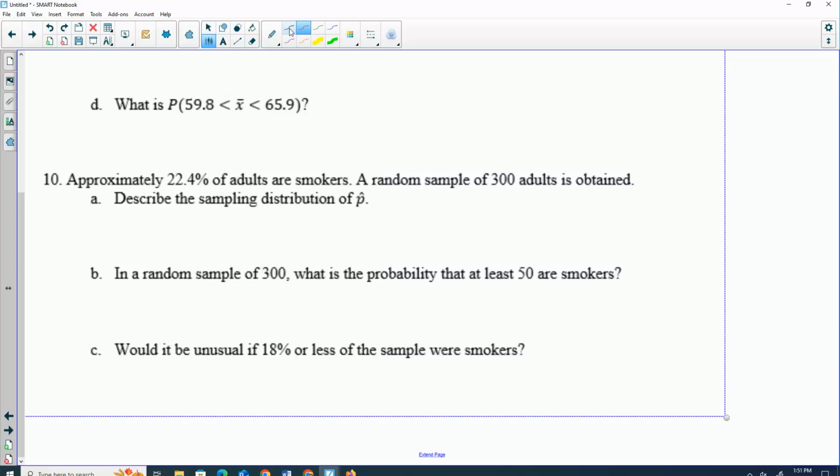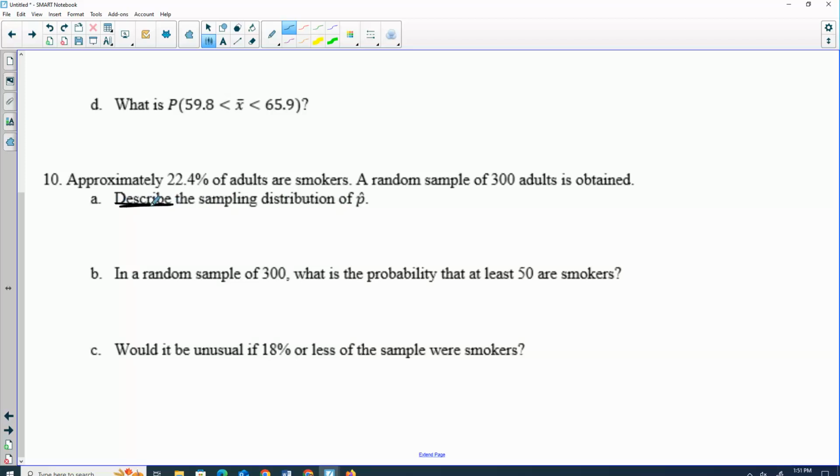A random sample of 300 adults is obtained. Describe the sampling distribution of p hat. If I ask you to describe the distribution, what am I wanting? The criteria is the thing we have to know because it's not given to us. I'm not going to be super picky on what you show me here, but you have to show me enough that I know you looked at it.